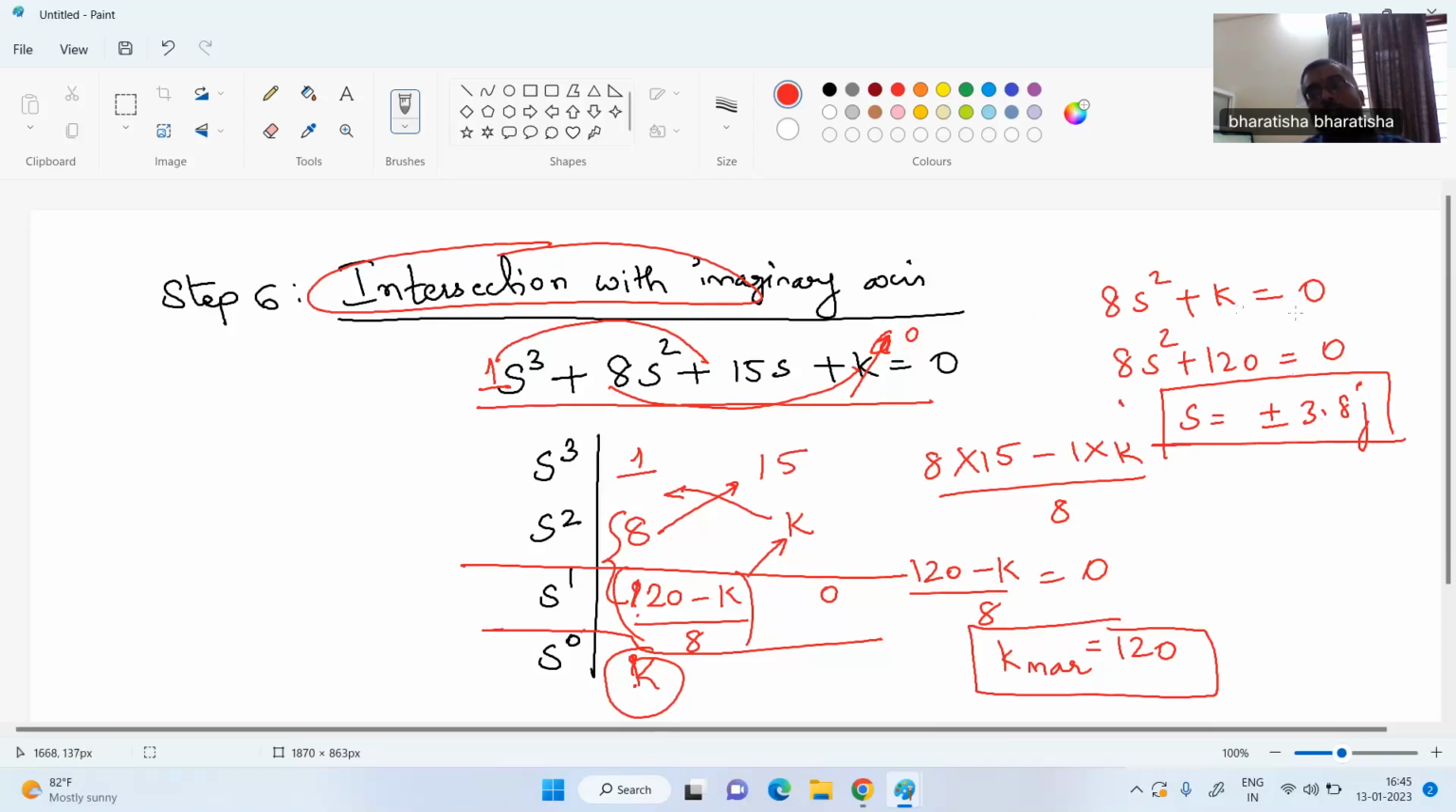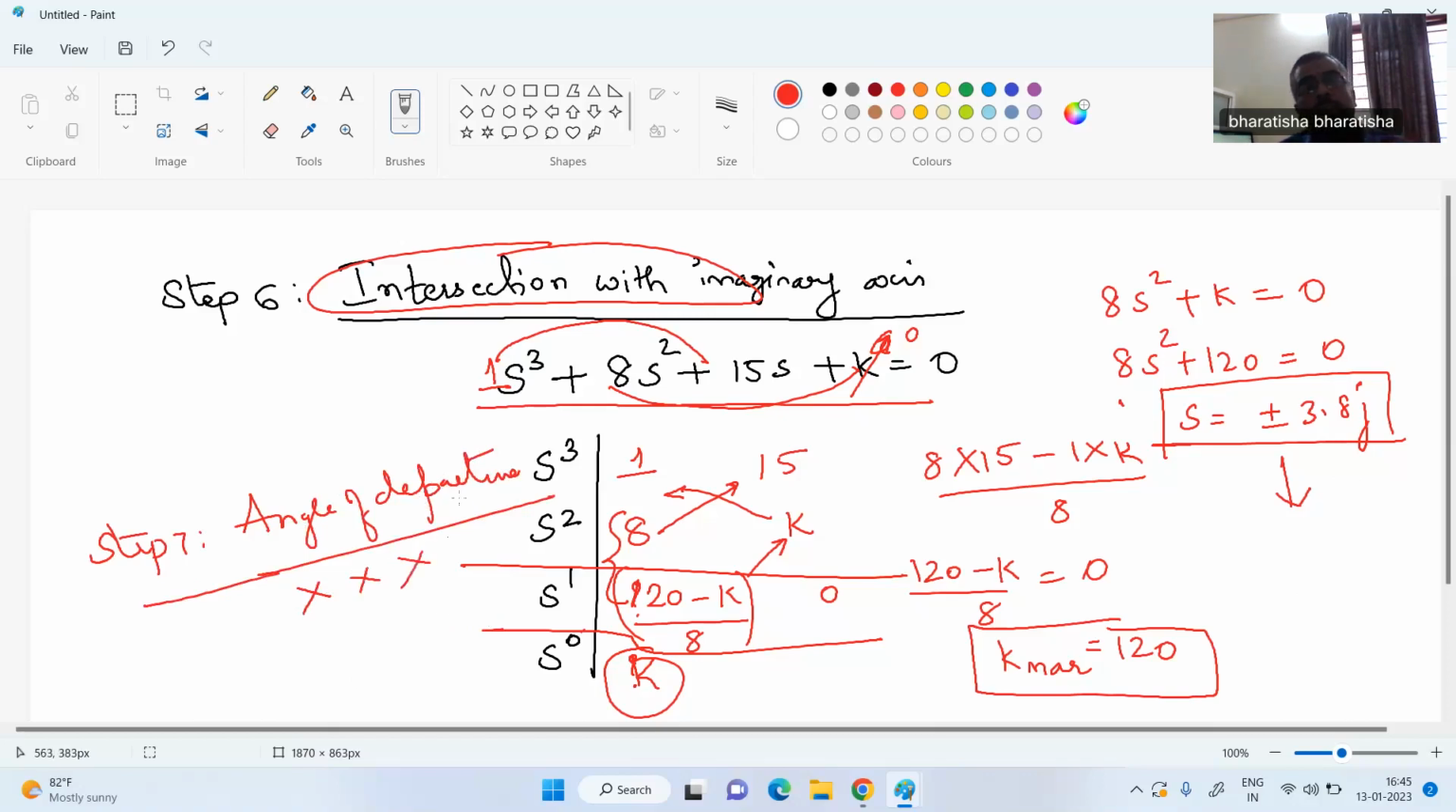It intersects at plus 3.8 units, and below it intersects at minus 3.8 units. So this is the intersection with the imaginary axis. Since you don't have any complex poles, you will not have any angle of departure or angle of arrival. Actually, the next step, step 7, is to find the angle of departure or angle of arrival in case you have complex conjugate poles. That we will see in the upcoming problems. But right now, since you don't have any complex conjugate poles, you need not find the angle of departure.